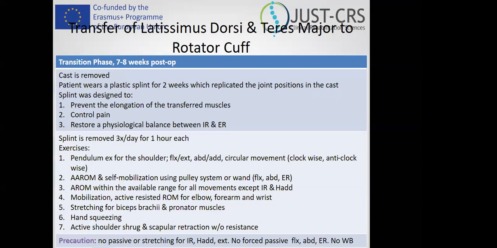Importantly, there is no passive stretching for the internal rotation, horizontal adduction, and extension in this phase, and no forced passive flexion, abduction, or external rotation. The patient has to do it within his own limits, and no weight bearing on the upper extremity.